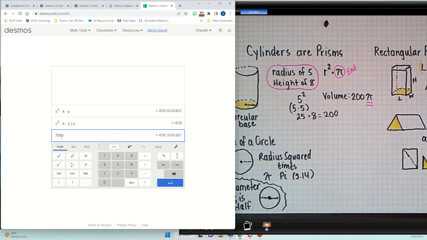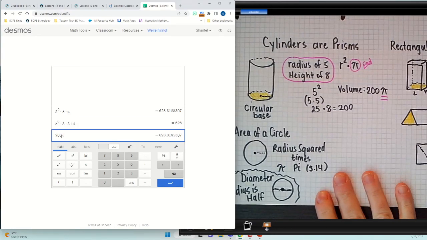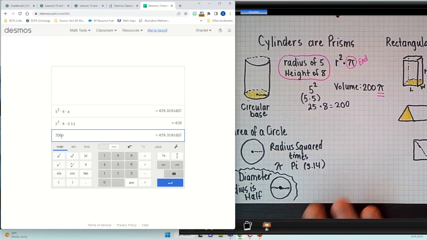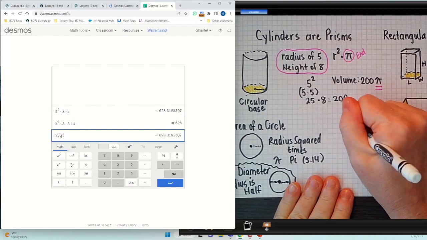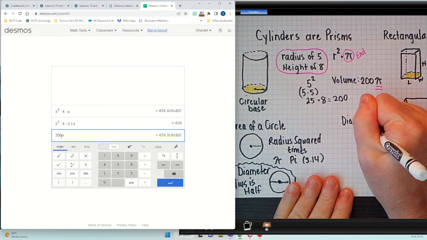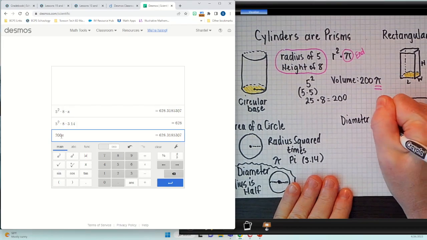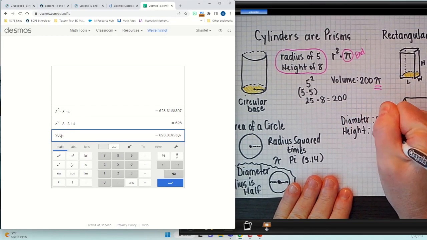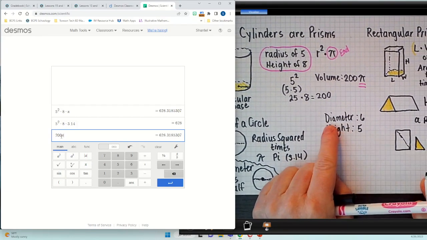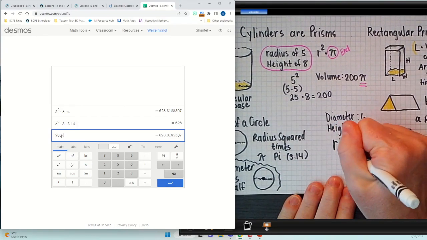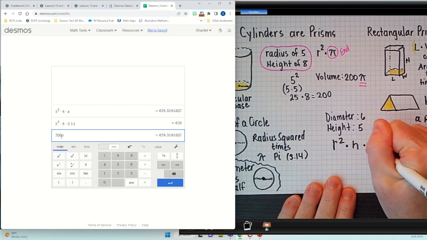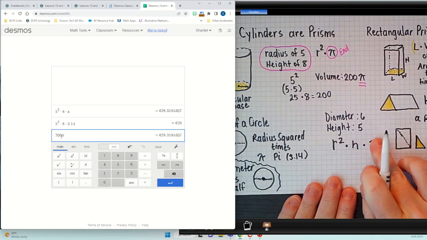Okay, all right, so let's try what happens when we have the diameter. So sometimes they will give you the diameter. So if they give you the diameter, let's say the diameter is 6 and the height is 5. Okay, I don't need the diameter. I need radius squared times height times pi, but we're going to leave pi at the end, right? We're going to do that one last.